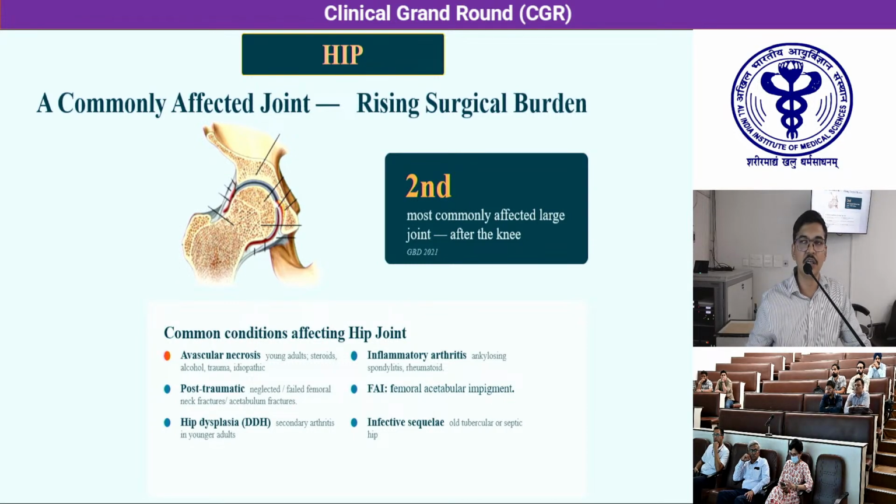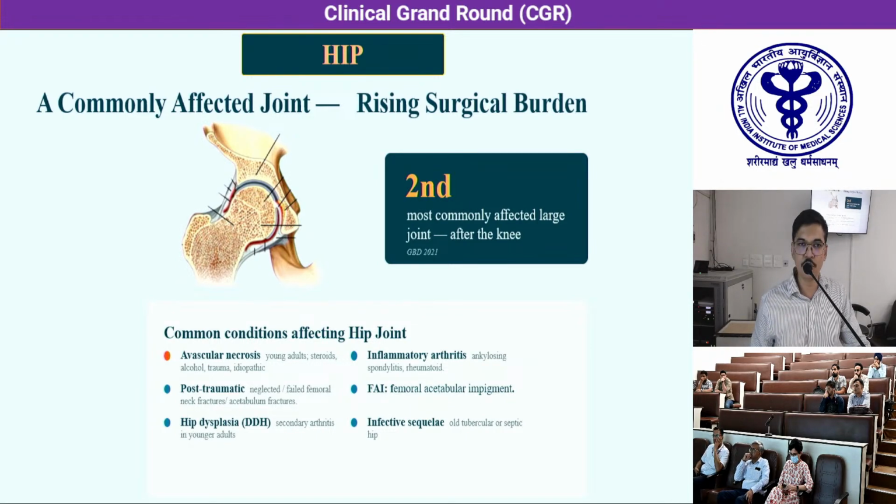Sometimes there is hip dysplasia, in which the hip never formed the way it has to be formed and needs a surgical intervention. Inflammatory arthritis, like ankylosing spondylitis and seronegative arthritis, leads to arthritis of the hip. FAIs are common conditions in which this congruent joint becomes incongruent peripherally, and there is a bone here or sometimes here, which impinges over the range of motion and affects this joint and needs to be addressed. Infective sequelae like TB, which is very common in India, can also involve the hip.